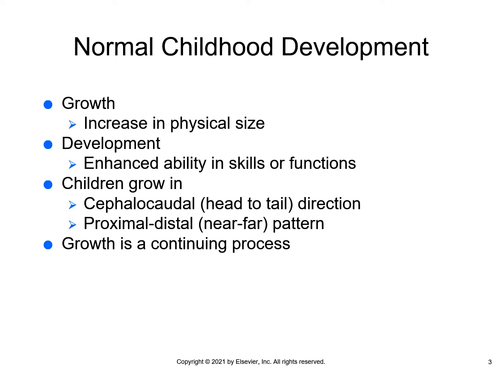Industry versus inferiority is the next stage. This is during school age of 6 to 12 years of age. In this period, the child begins to become industrious in school, and they want to maintain good grades, and they're very interested in learning.